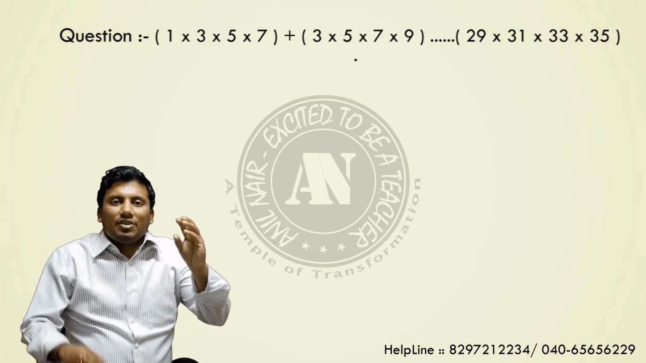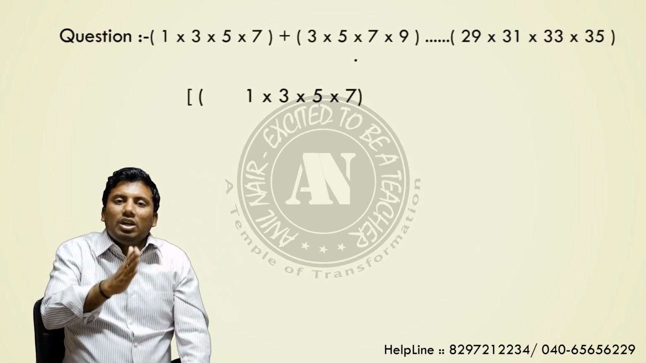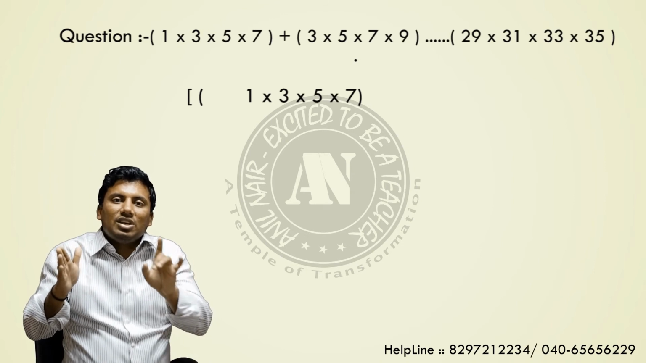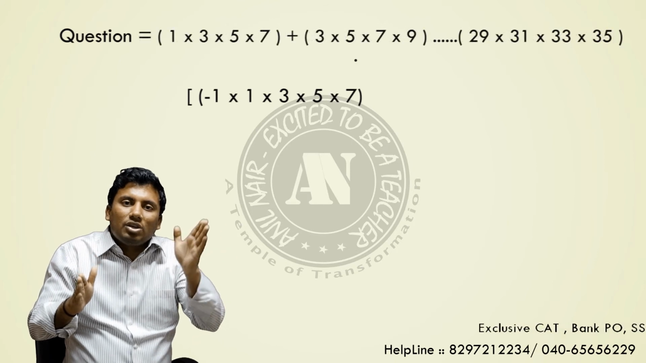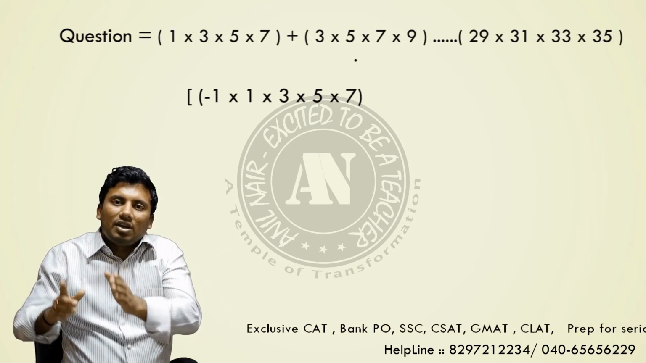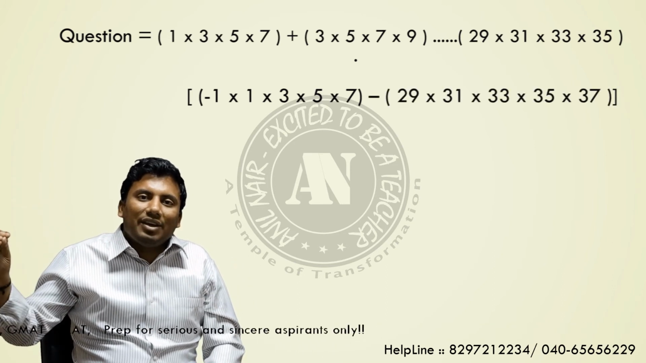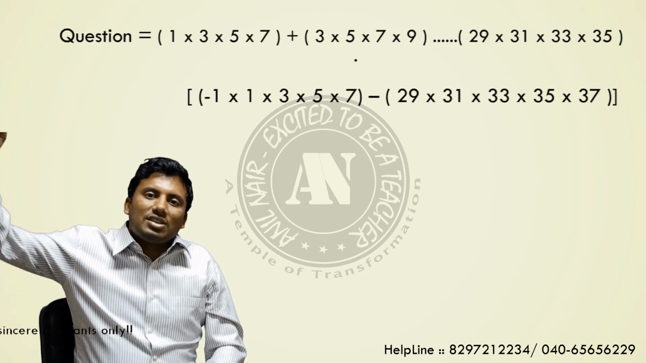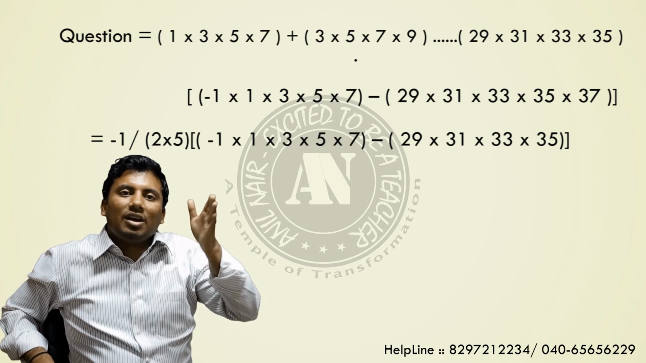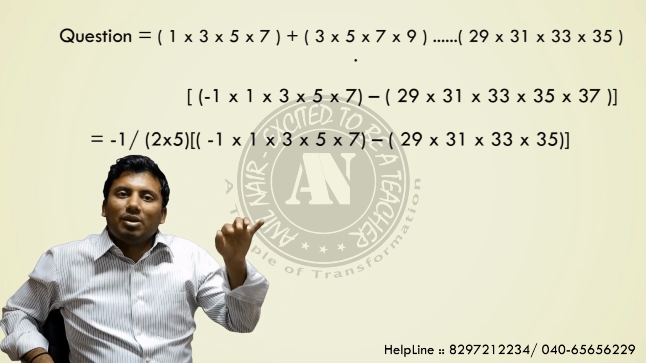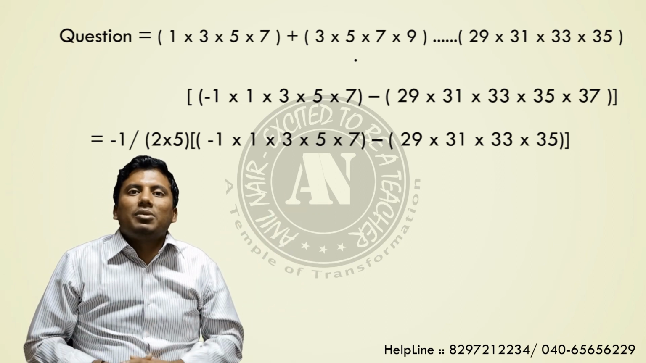Direct answer. First step: write down the first 4 terms as the first term, 1 into 3 into 5 into 7. Difference is 2. Go 2 units before 1. So answer will be minus 1 into 3 into 5 into 7. Last term will be 29 into 31 into 33 into 35. Difference is again 2, so last term 37 will be there at the end. 1 by: difference between the numerical values in the term is 2, 4 terms will become 5. Outside minus, in between the terms also minus. That will be the answer.